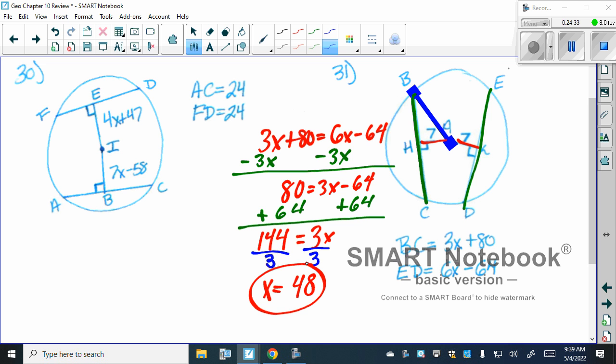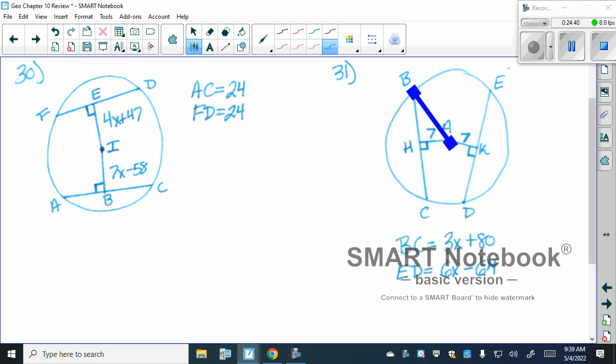Okay. Does everybody have this kind of stuff copied down? Okay. Because I'm going to erase all that. That way, I can still write here, we can still look at the problem, and I don't have to scroll way down the page. Now, x equals 48. We've got to plug this back into one of them. Doesn't matter which. So we can say 3 times 48 plus 80. And we want to see what this value is.